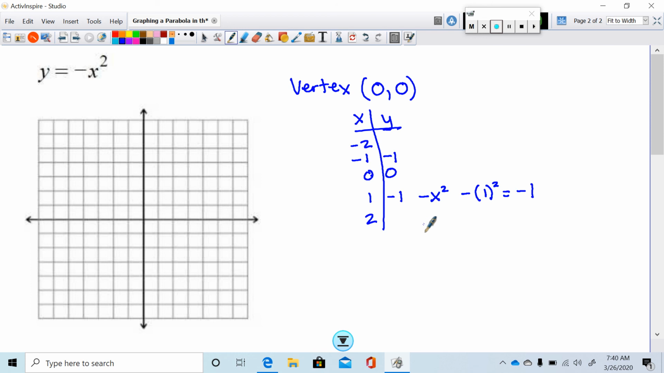Okay, so now I'm going to do 2 squared. So 2 squared is 4. So that's going to be a negative 4. And because of symmetry, the negative 2 is also negative 4. Those are my points that I graph. Negative 2, negative 4. Negative 1, negative 1. 0, 0. 1, negative 1. And 2, negative 4. And that will give me my parabola. Try to get the dots connected. Okay.